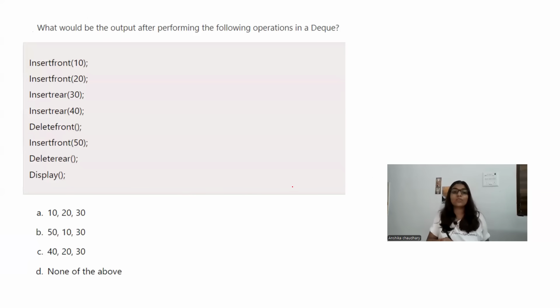So the next question is quite practical. What would be the output after performing the following operation in DQ? Okay, so let's start. Insert front. So we are doing this in DQ. Insert front means first of all we have to insert at the front. Okay, now we are done with this part. Insert front 20. Now in front we have to insert 20.